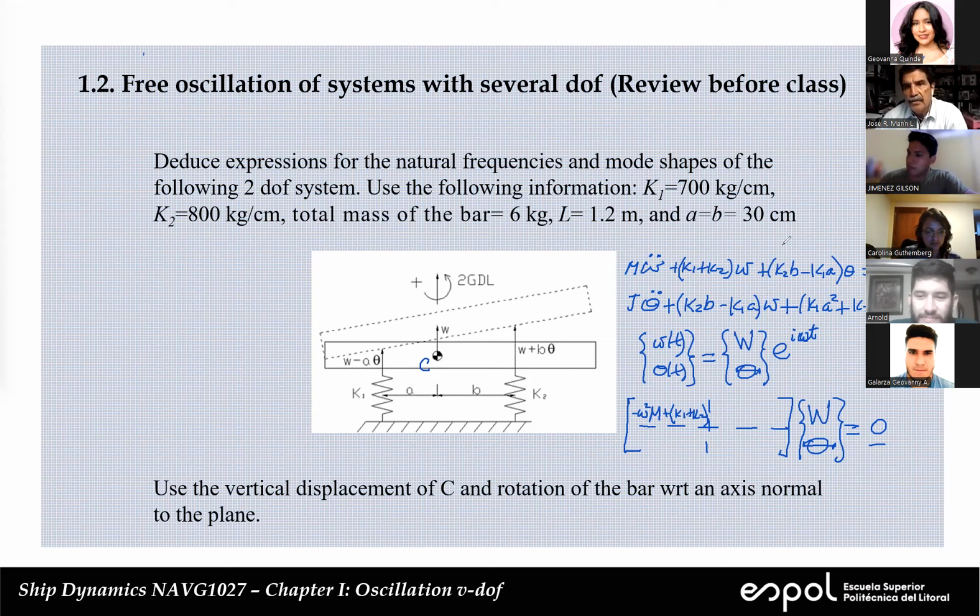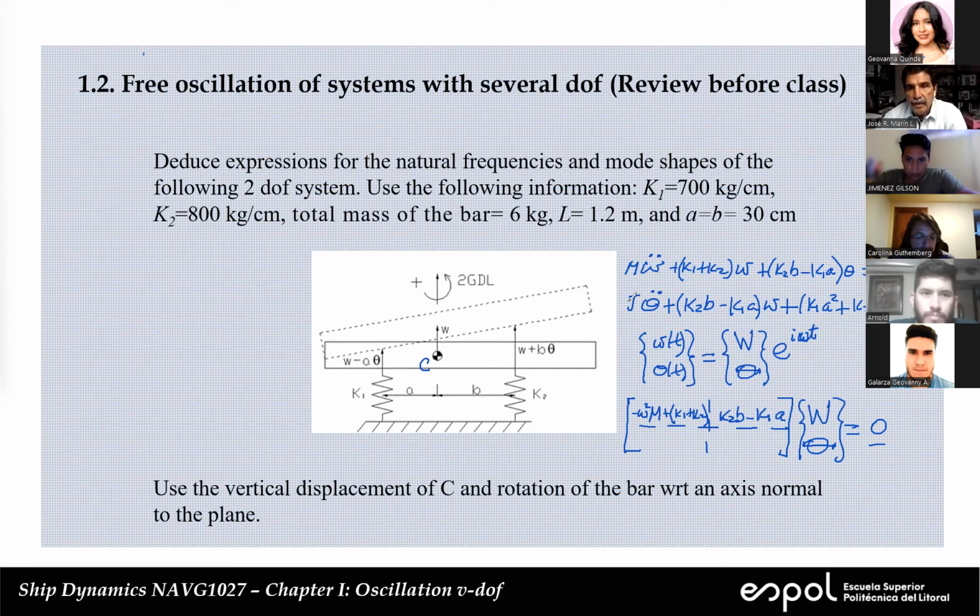The second one is this one here, right? You replace this into here, eliminate e to the i omega t, and the theta is here. So it's going to be simply K2b minus K1a. So this times W, this times theta equal to 0. That's the first equation.